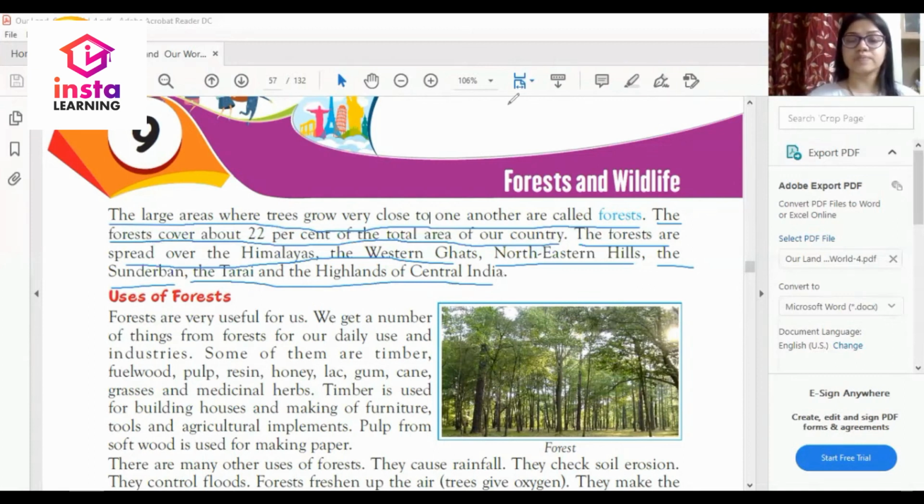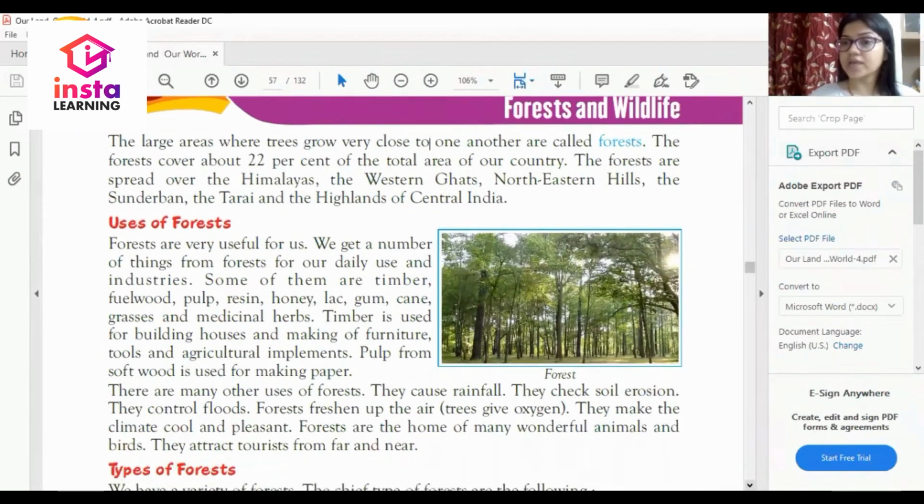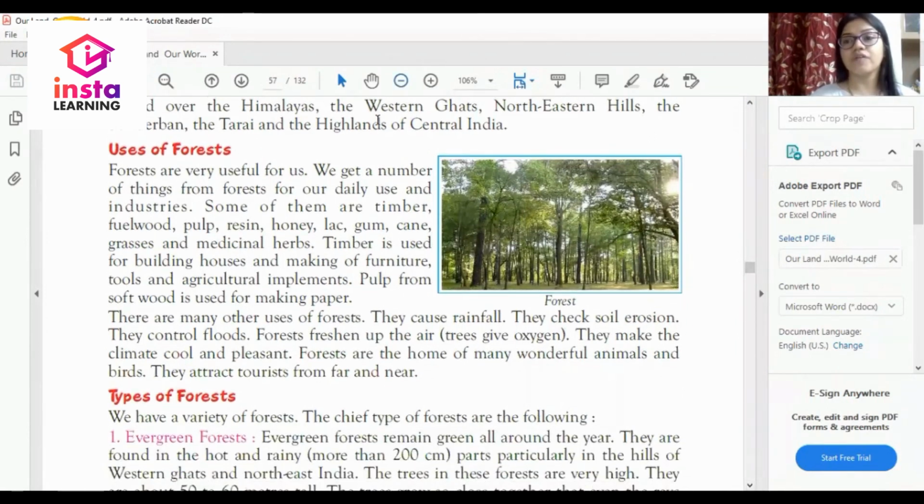So let's begin with the first learning objective, that is uses of forest, which is again very important. Dear student, as you can see on my screen, this is the pictorial part of forest. So let's understand what the uses of forest are. Dear student, forests are very useful for us. Why is it useful? Let's understand this.